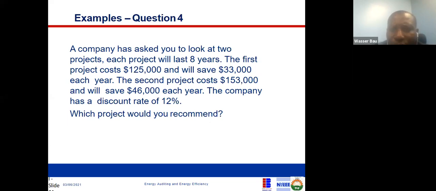A company has asked you to look at two projects as an energy expert. Each project will last 8 years. The first project will cost $125,000 and will save $33,000 each year. The second project will cost $153,000 and will save $46,000 each year. The company has a discount rate of 12%. Which project would you recommend?